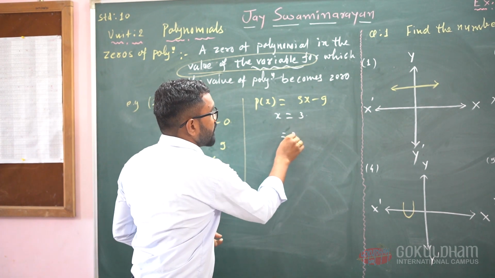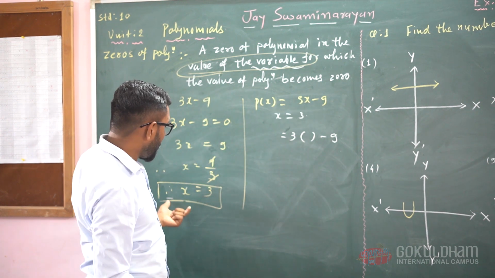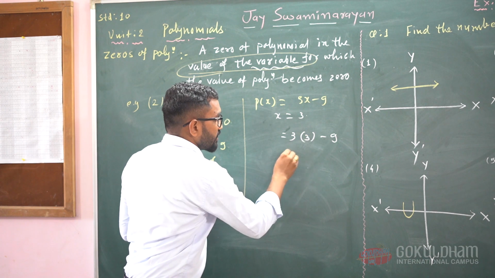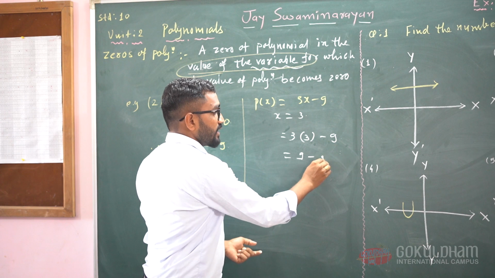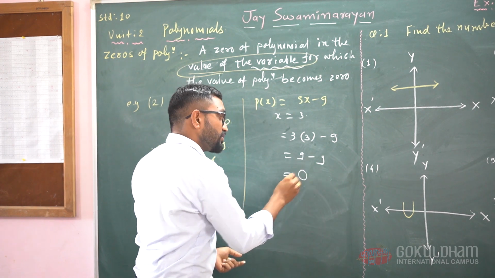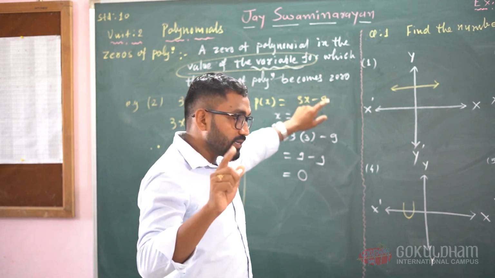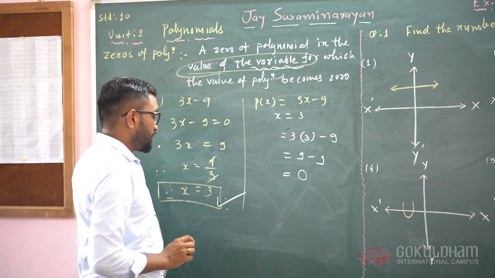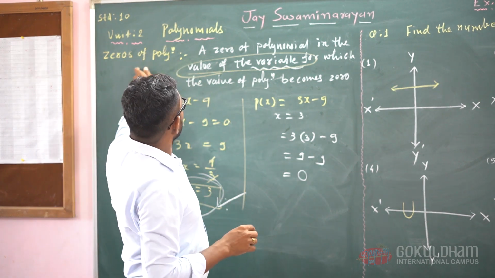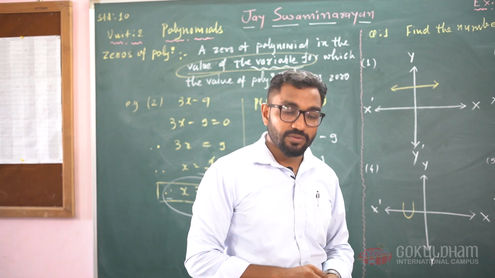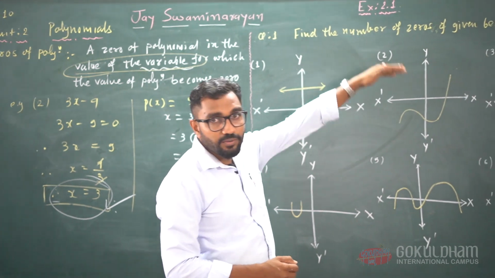Then 3 times 3 minus 9. Here put the value of x; the value of x is 3. Therefore 3 into 3, 9 minus 9. So the answer is 0. So the polynomial becomes 0 at x equal to 3. Therefore x equal to 3 is the zero of the polynomial.